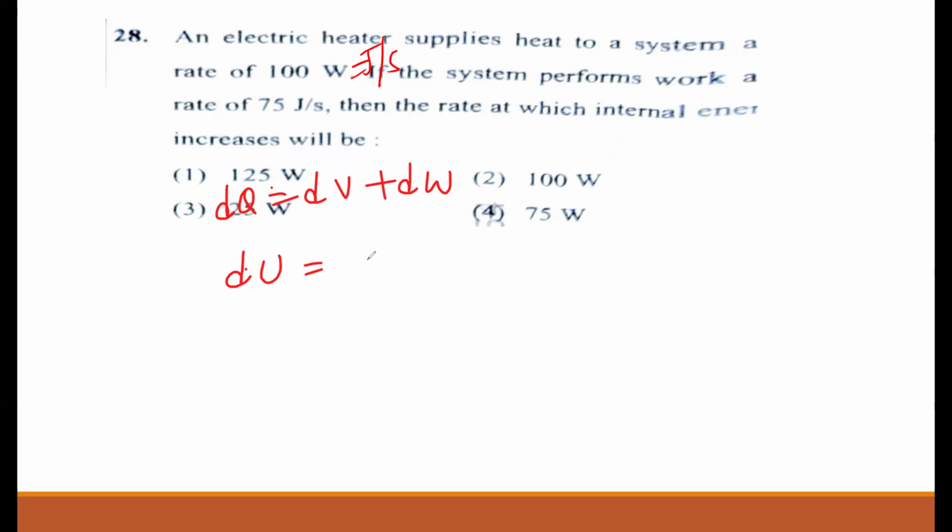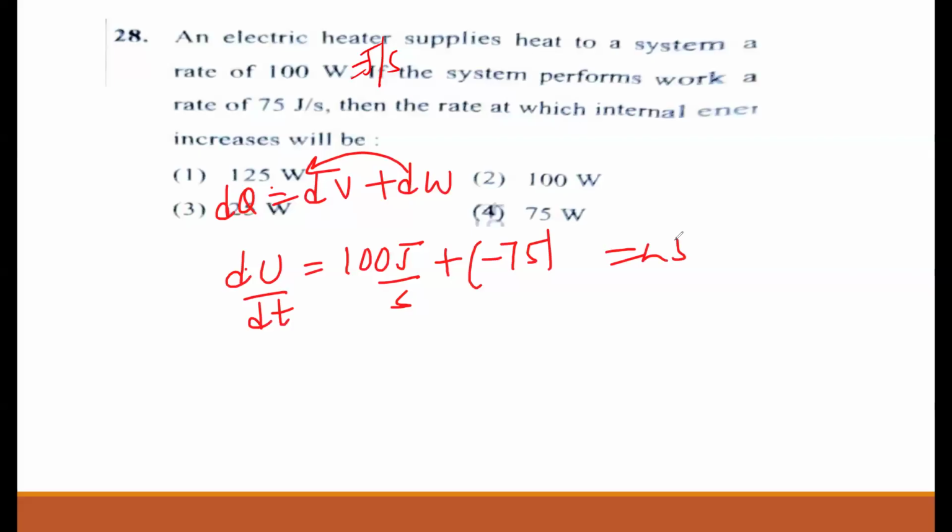So dQ would be nothing but 100 joules per second. The rate they are asking. So minus the work done, when I take this side, this is minus 75 joules per second. So it would be 25 joules per second. This is how you have to do it.